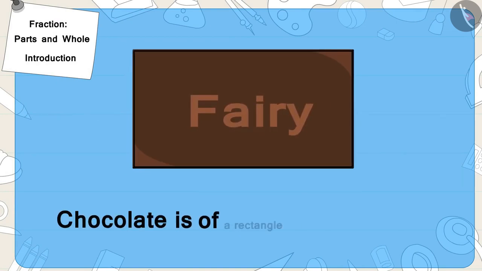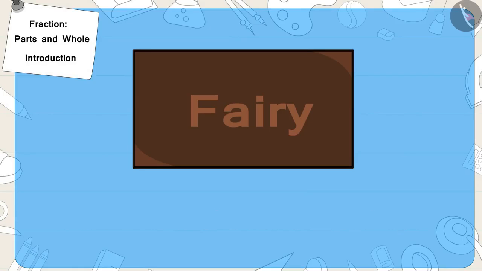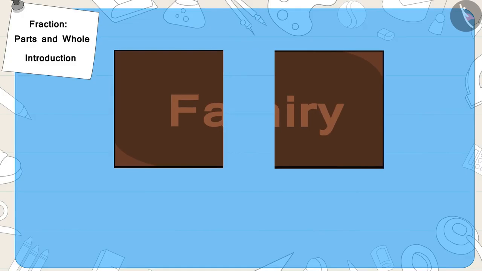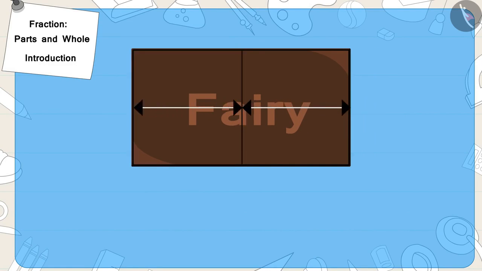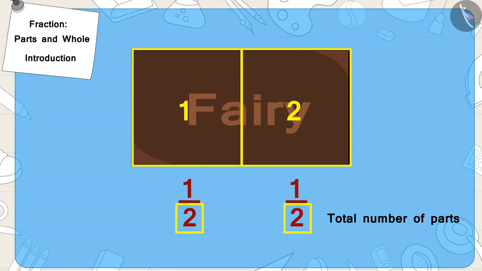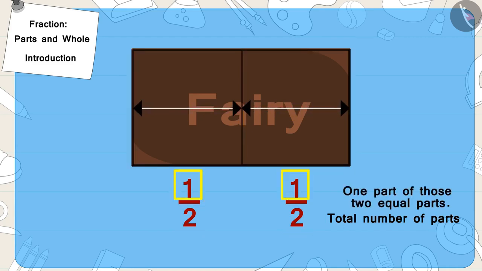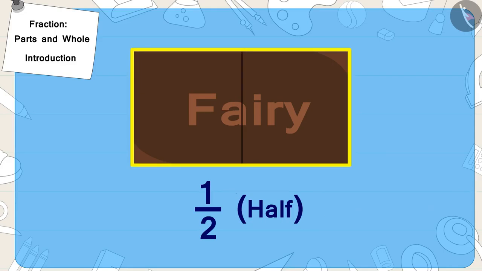Suppose Bunny's chocolate is of such a rectangle shape. Now, if we divide it into two equal parts, like this part is one part of these two equal parts. We can also write it as a fraction in this way. Here, 2 is the total number of parts and 1 is one part of those two equal parts. We also call this half of this whole chocolate.